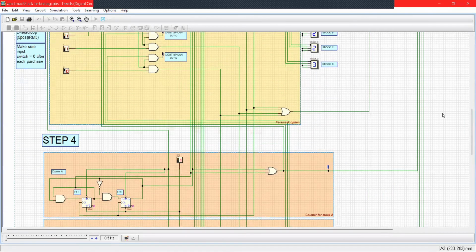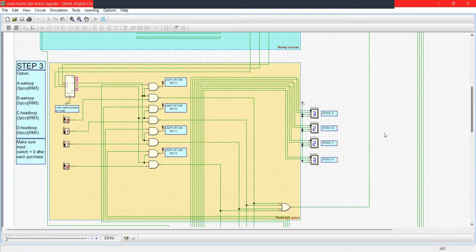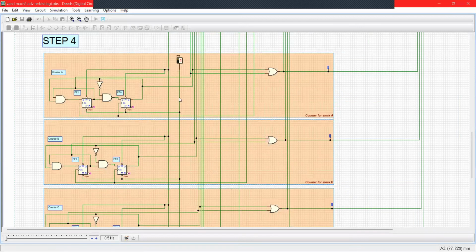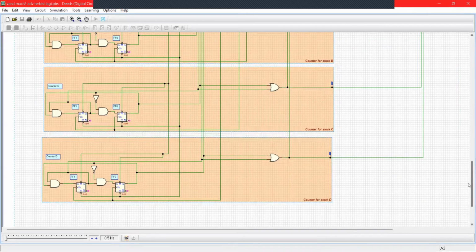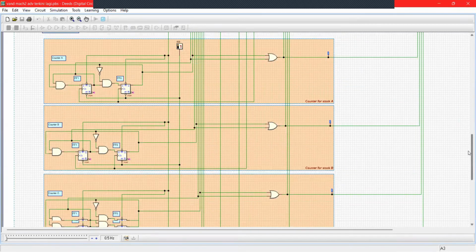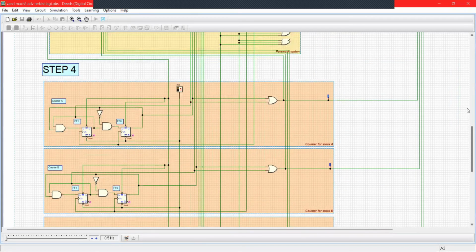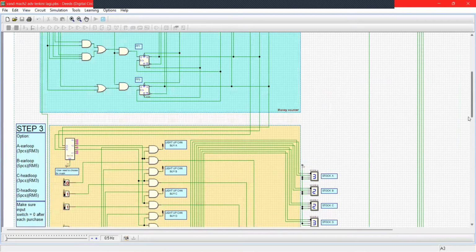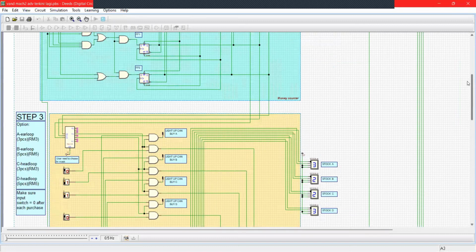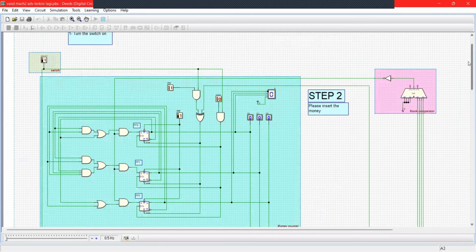At the same time, the stock will be updated here in this circuit. We've got stock A, stock B, stock C, and stock D. So as we can see, the LED light here represents that the stock is still available. So if the stock finishes, we may not be able to buy it anymore. For example, let us buy stock B till it finishes.